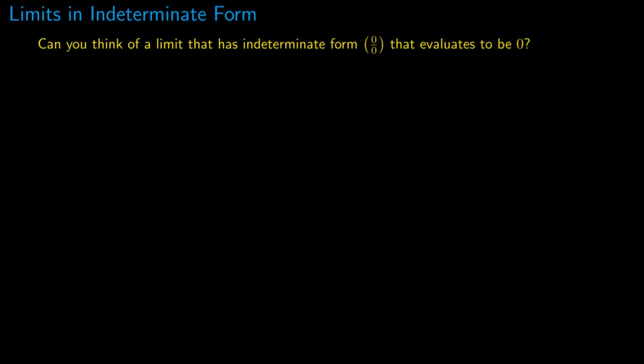So if you have a second, you can pause the video and try to think of a limit that has indeterminate form. Like our previous example, if you tried to plug in, it would be 0 over 0, but that actually evaluates out to be 0. So if you have a second, pause the video. But I'll suggest one now. I'll suggest the limit as x approaches 0 of x squared over x.